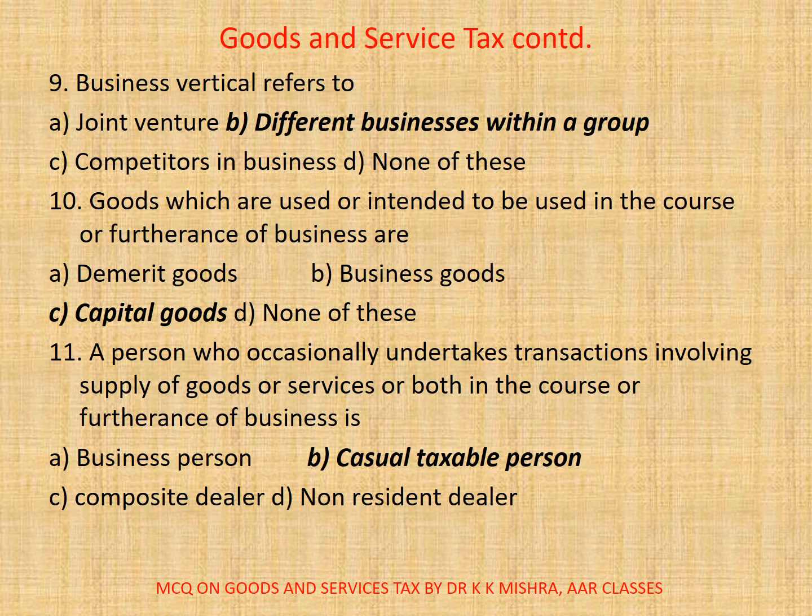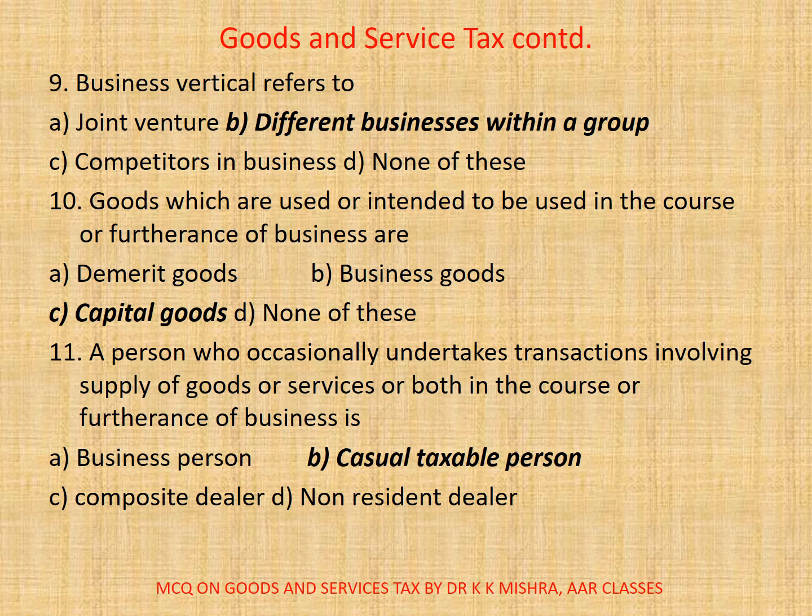9. Business vertical refers to A. joint venture, B. different businesses within a group, C. competitors in business, D. none of these. Correct option is B. different businesses within a group.